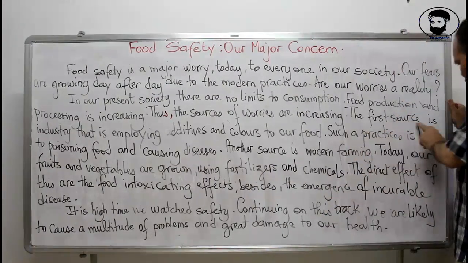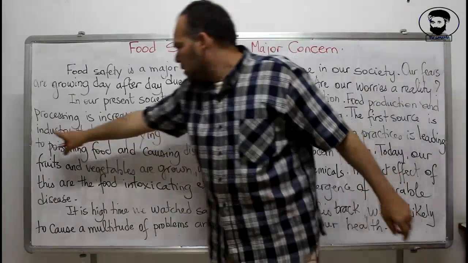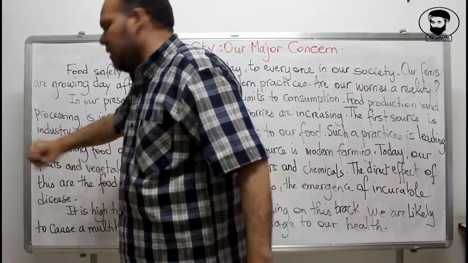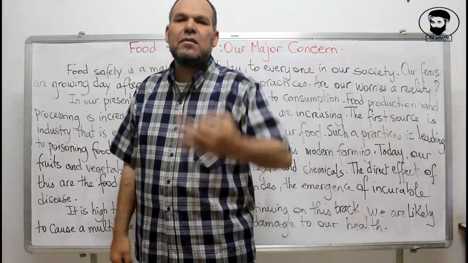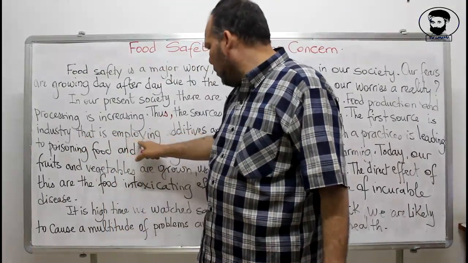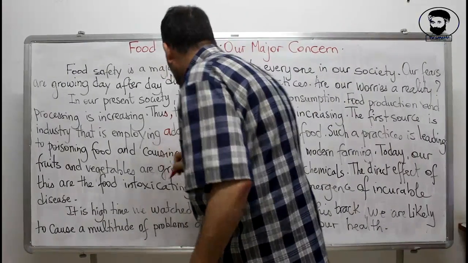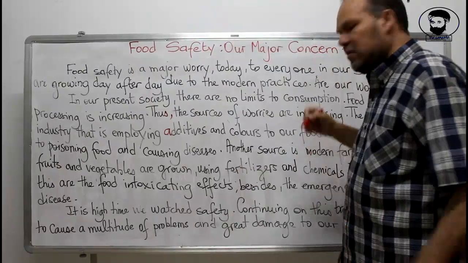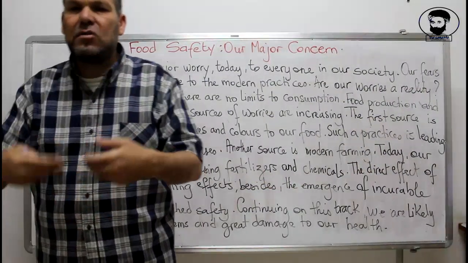So the first source is, if the sources are, is industry. Our first problem with food safety is industry. Now, how? That is employing additives, so employing additives and colors to our food. Now, the food which is coming naturally from the land is taken to the factories.